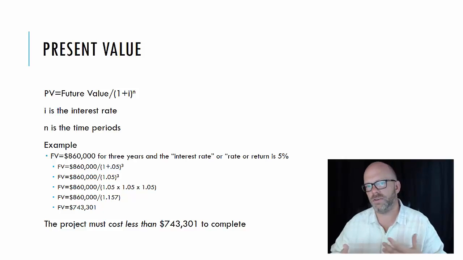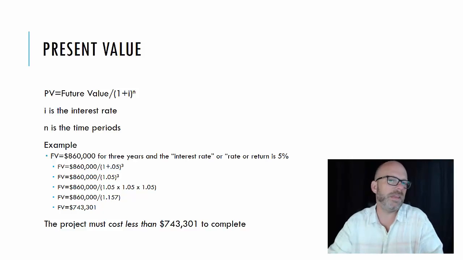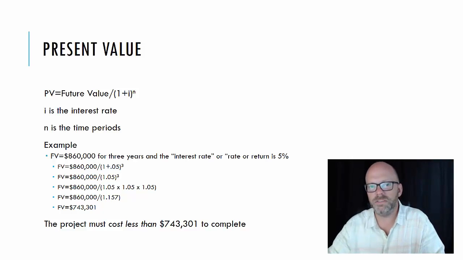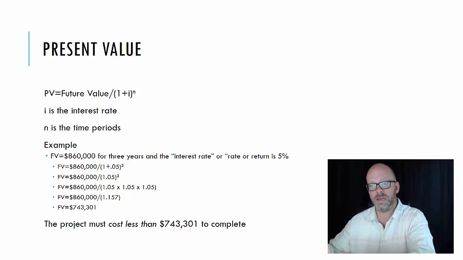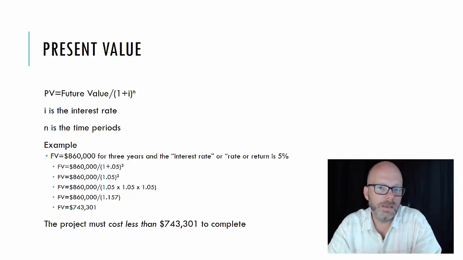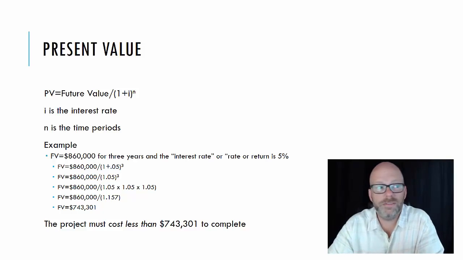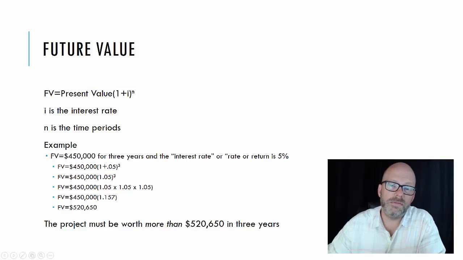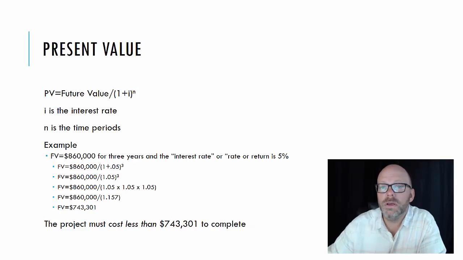So if your project costs $750,000, I would actually be losing, plus taking on the risk of the project, of about $7,000. It would be safer to invest that money at 5%. So on your exam, you may see you have to find the future value and the present value.